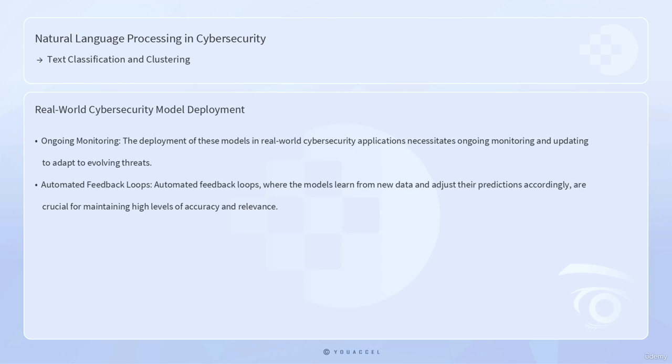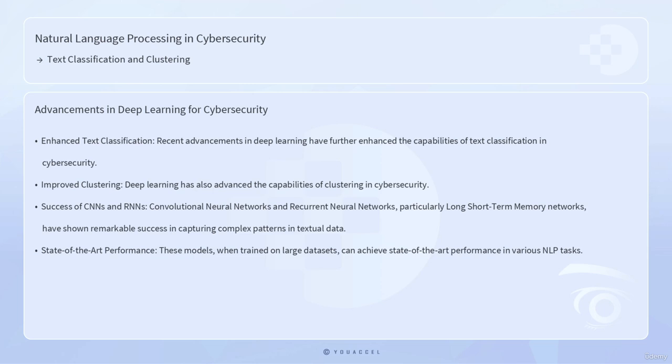Recent advancements in deep learning have further enhanced the capabilities of text classification and clustering in cybersecurity. Convolutional neural networks and recurrent neural networks, particularly long short-term memory networks, have shown remarkable success in capturing complex patterns in textual data. These models, when trained on large datasets, can achieve state-of-the-art performance in various NLP tasks.